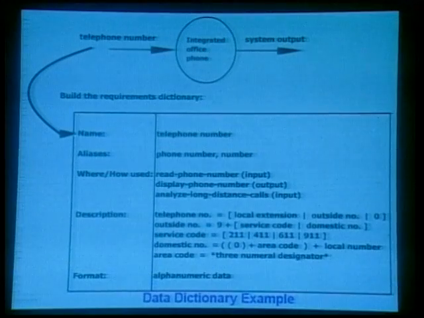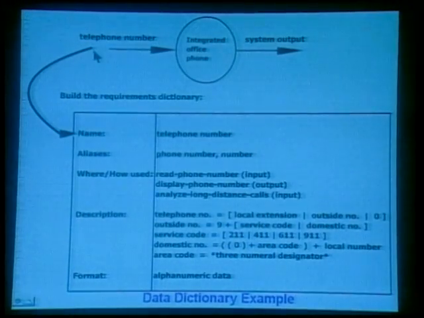Let's see one example of a data dictionary entry. That's one example of a data dictionary entry which has been written for the telephone number, which is an input to a process. So you can think it's a part of a DFD. Every data item, data store and control which is mentioned on the DFD or the state transition diagram must be documented in your data dictionary.